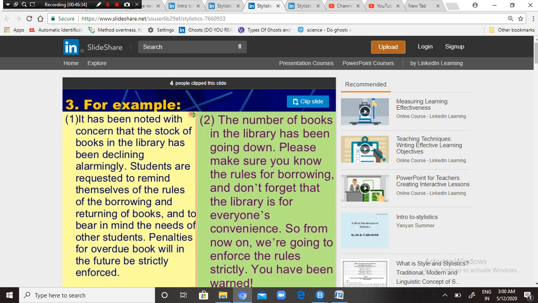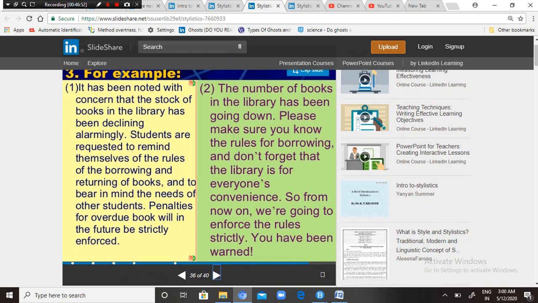The number of books in the library has been going down. Please make sure you know the rules for borrowing and do not forget that the library is for everyone. So from now on we are going to enforce the rules strictly. You have been warned, okay?